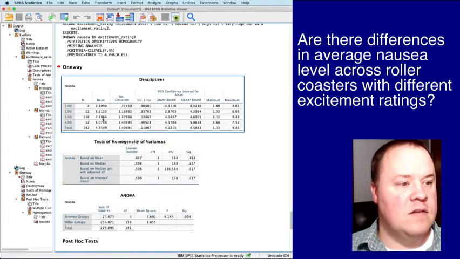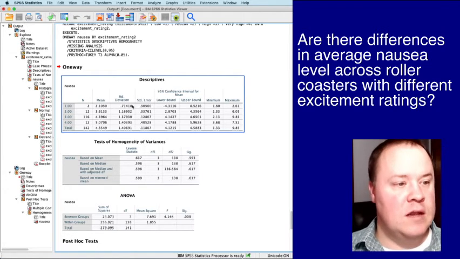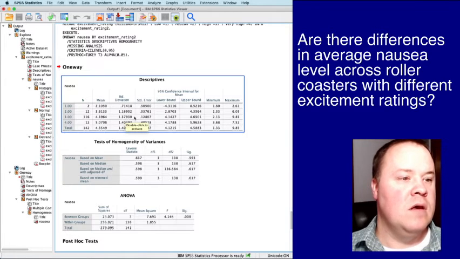We can look across the means and see that there's quite a difference across the means. And more importantly, maybe, the standard deviations are quite different because of this group with only 2 in it. Other than that, the standard deviations look pretty similar.